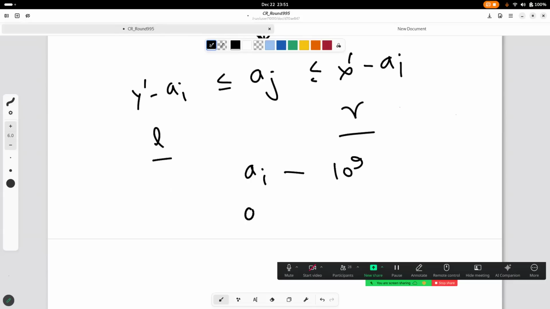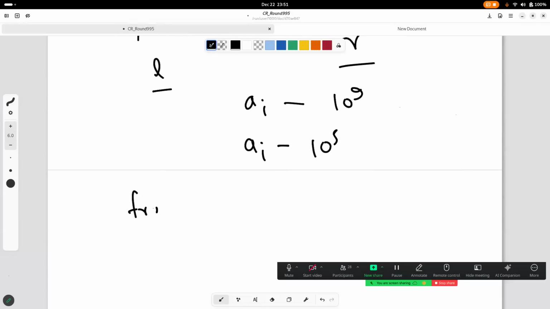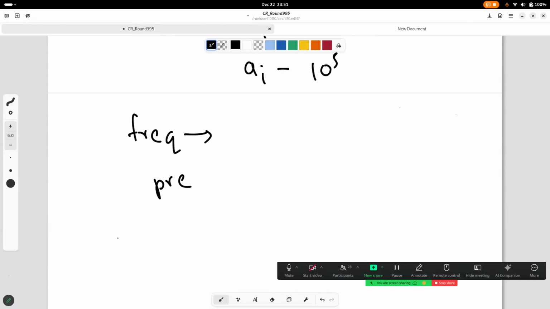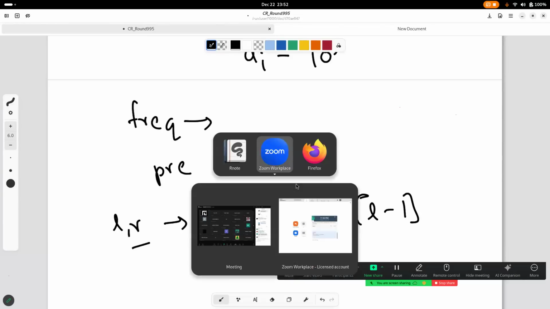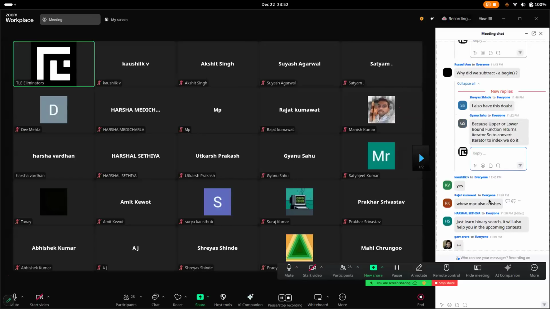If a of i was up to 10 to the power 5, you could create a frequency array and calculate the prefix for it. Then the number of elements between L and R is prefix of R minus prefix of L minus 1. But since here the range can be up to 10 to the power 9, that would be difficult. So just learn binary search.